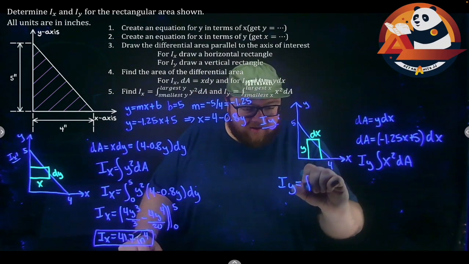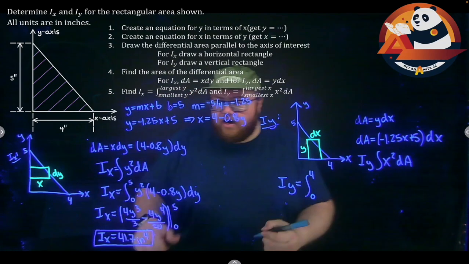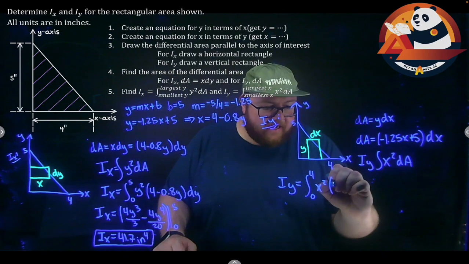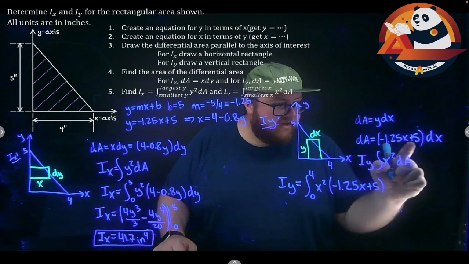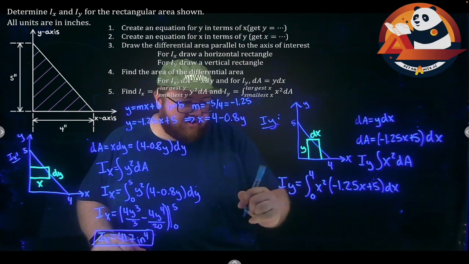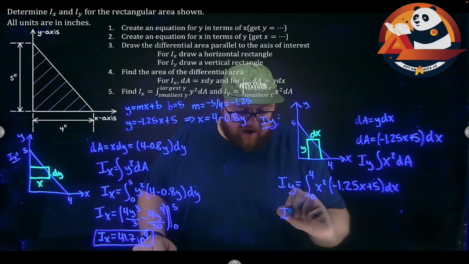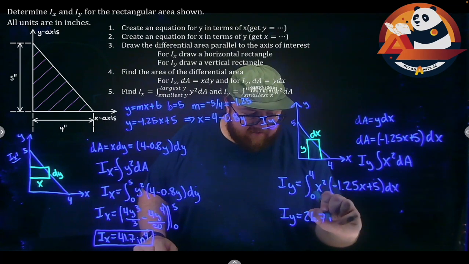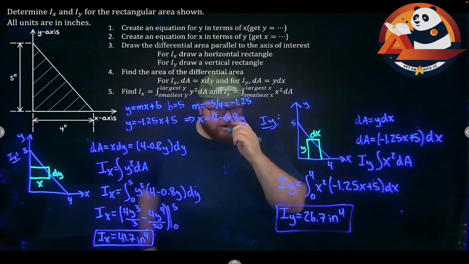is my integral from my smallest x value, 0, to the largest, 4, of x squared times dA, negative 1.25x plus 5 dx. Which I can integrate. We can go through the work, or we could probably just use an online solver here and get that my Iy is going to be equal to 26.7 inches to the 4th. Which would be our final answer for Iy.